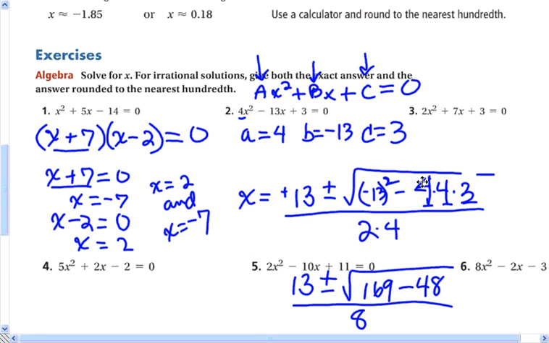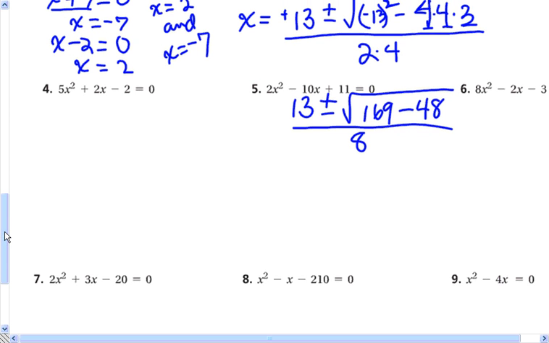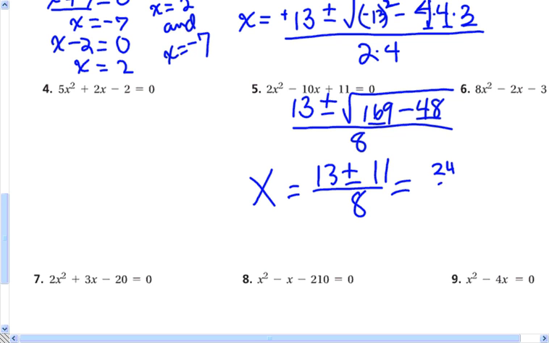If I simplify that further, I get 169 minus 48 is 121. The square root of 121 is 11, so I get 13 plus or minus 11 divided by 8. And 13 plus 11 divided by 8 is 24 divided by 8, which is 3. And 13 minus 11 divided by 8 equals 2 divided by 8, which is 0.25.